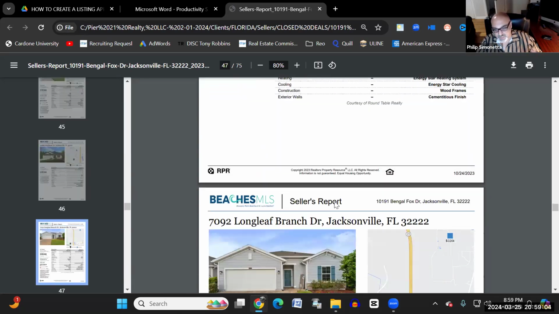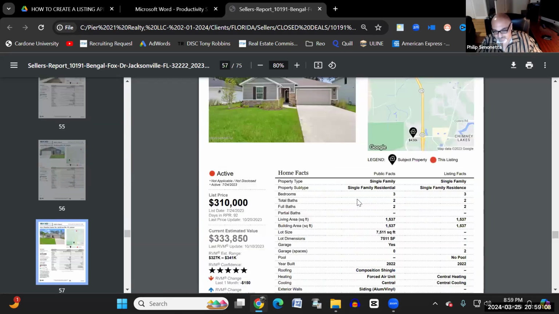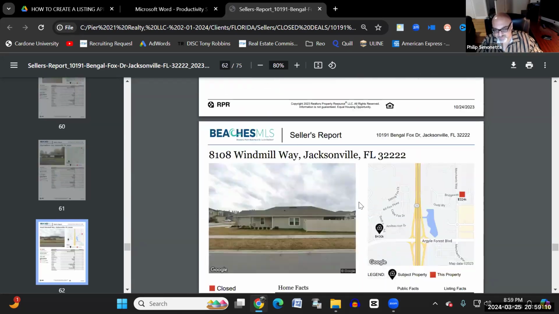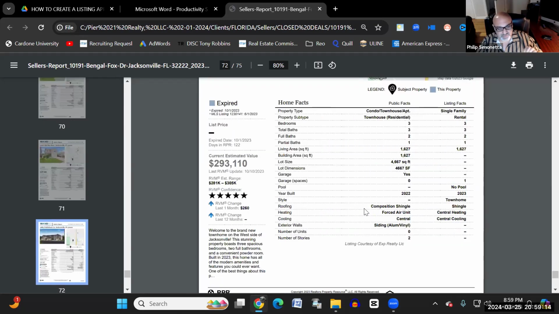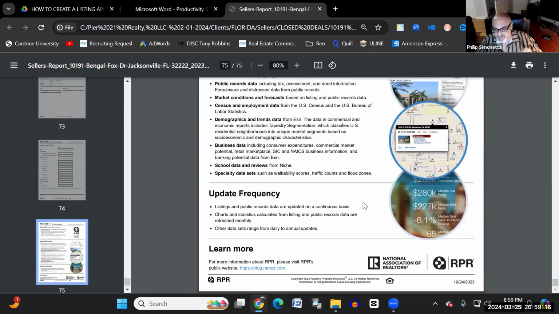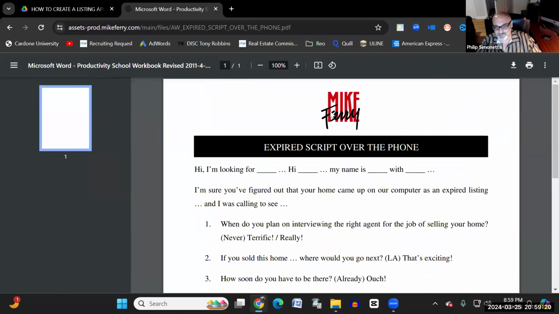There's that. It goes into the expireds. It goes into the distressed. It does the same thing. All the information's there. That's what we're going to go over with them to determine the price on their house, give them all the information on the market, and I'm going to close them. That's an example of the report.